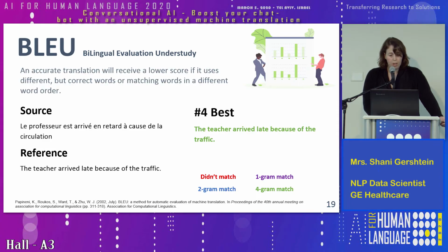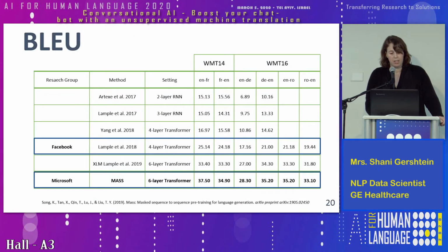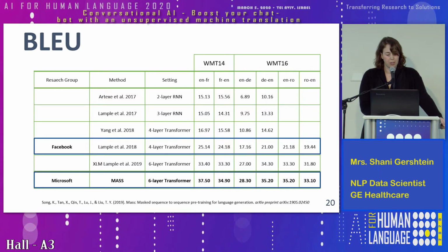So, back to the methods that I've presented. Facebook and Microsoft are being bold here. The benchmarks they use to evaluate are News 2014 and News 2016 for English, French, German and Romanian. And we can see a huge improvement by Microsoft over last year, by over 10 to 50 points, which is a huge improvement for a BLEU score. You can see that between 2017 and 2018, until Facebook, they only improved the BLEU score by 1 or 2 points.